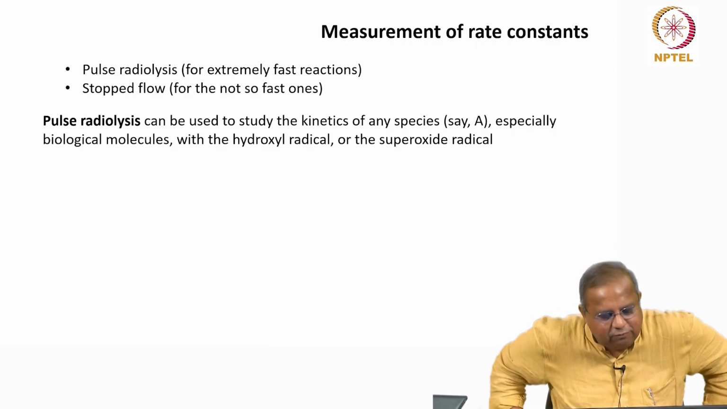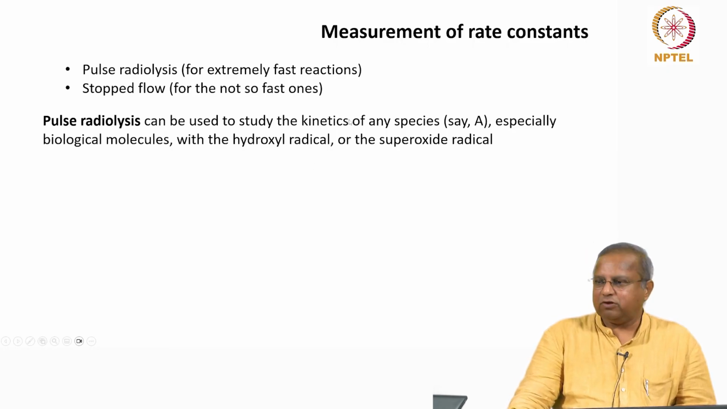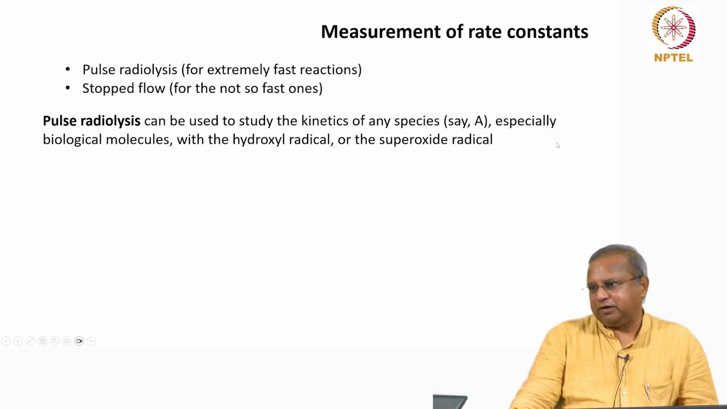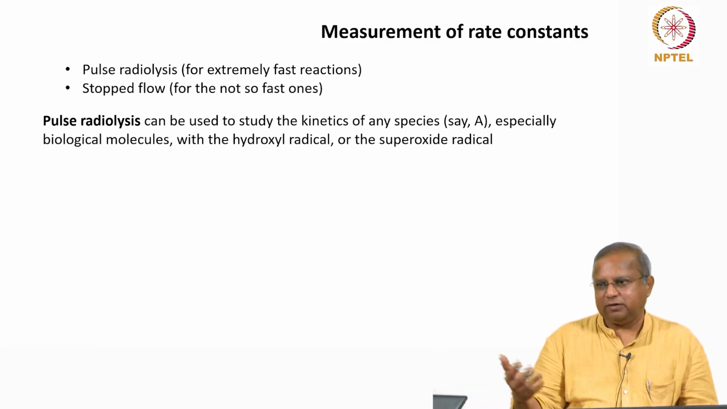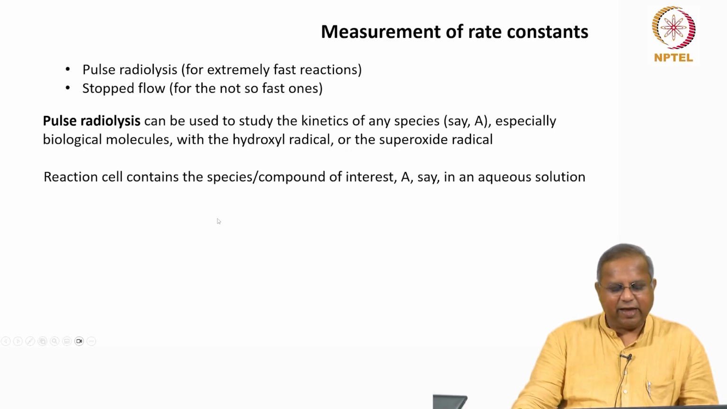So, the principle of pulse radiolysis is something like this. It is used to study the kinetics of a species, we will call it A for the purposes of this discussion, and that A in this case will be a biological molecule as far as this course goes, with either hydroxyl or the superoxide radical. For those rate constants we use pulse radiolysis. So, A is the biological molecule and the other molecule happens to be either hydroxyl or superoxide. The reaction cell contains the species or compound of interest, which is A, the biological molecule, in an aqueous solution typically.